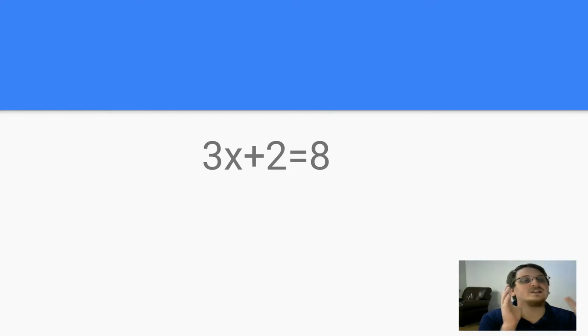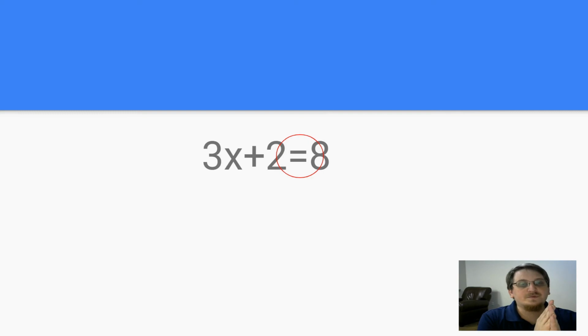Okay, let's take a look at the following equation. 3x plus 2 equals 8. Let's start off by using the law of mathematical equality. What is in the middle of so many math questions you see? An equal sign. What does equal mean? Equal means the same, or it's basically balanced.